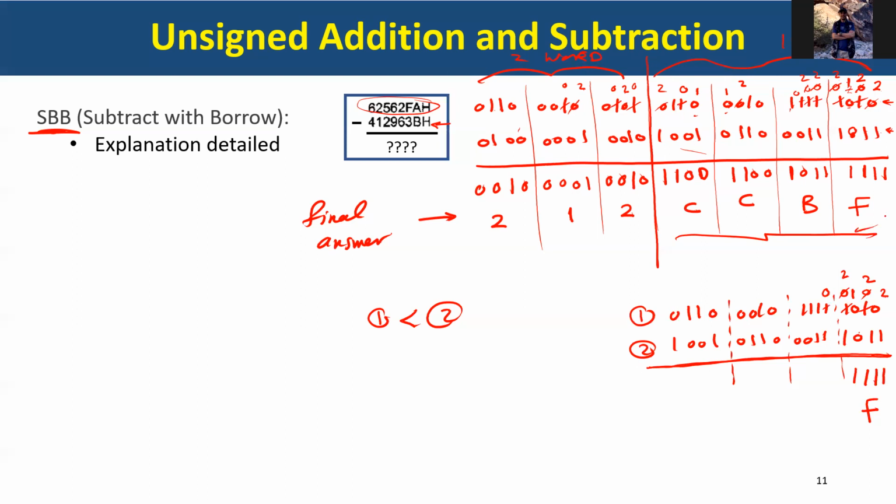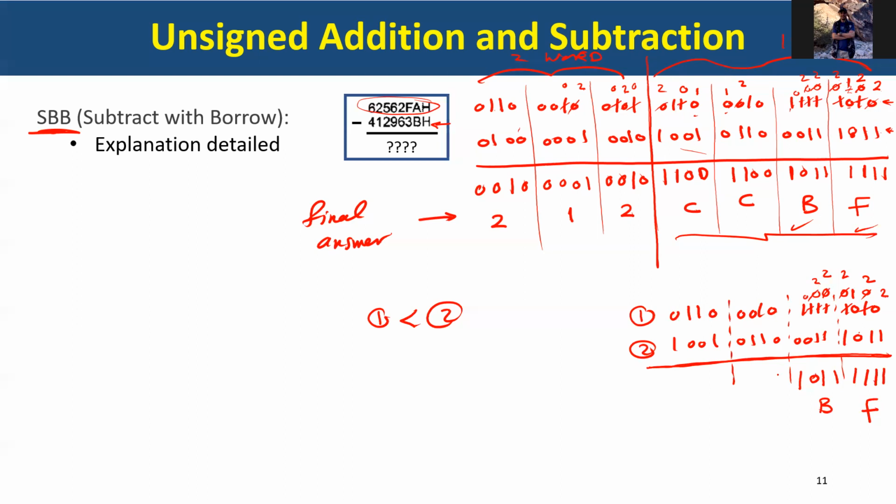We get the F already. 0 minus 1 can't happen, so we're going to borrow that guy. This guy will be 0, this guy will be 2. 2 minus 1 is 1. 0 minus 1 can't happen, so we're going to borrow that guy. That guy will be 2. 2 minus 1 is 1. 0 minus 0 is 0. 1 minus 0 is 1. This is B. Again, we must get the same for the first 4 digits.